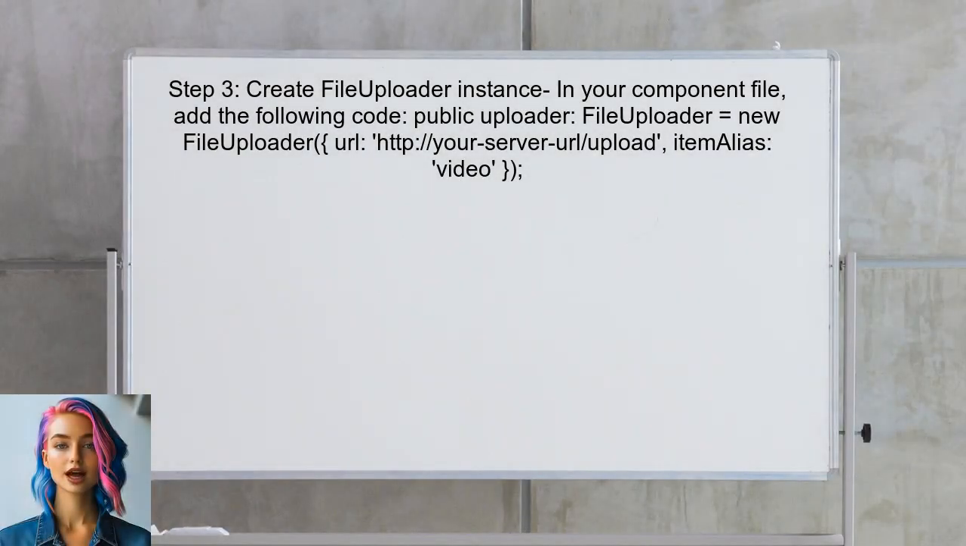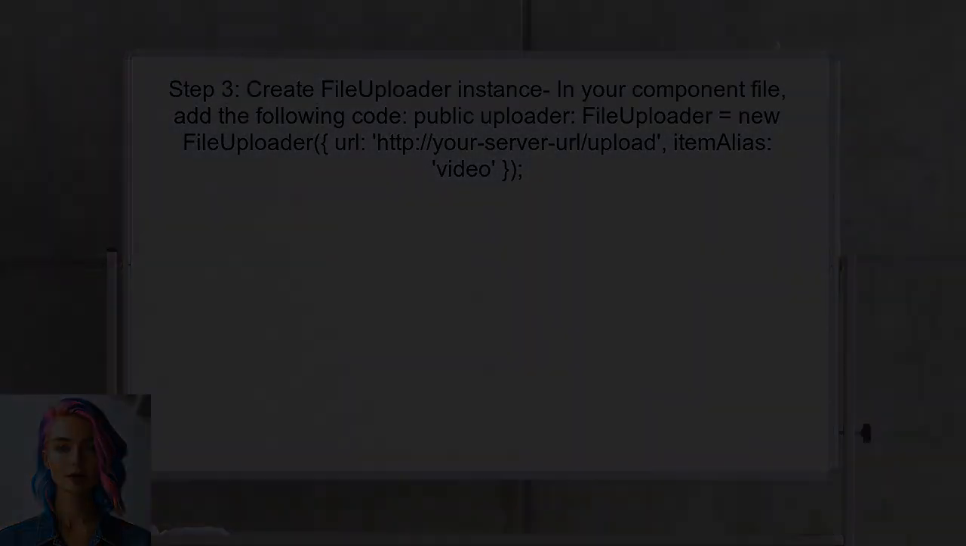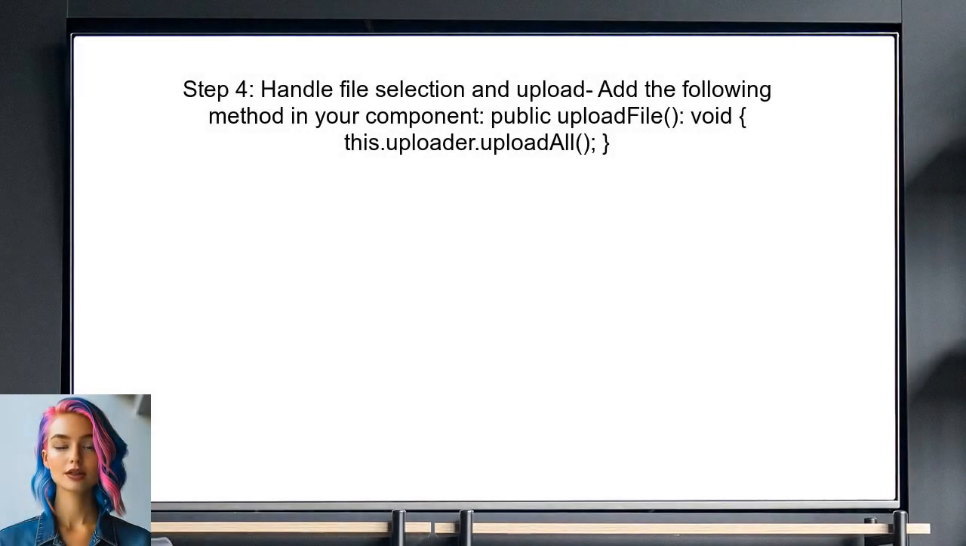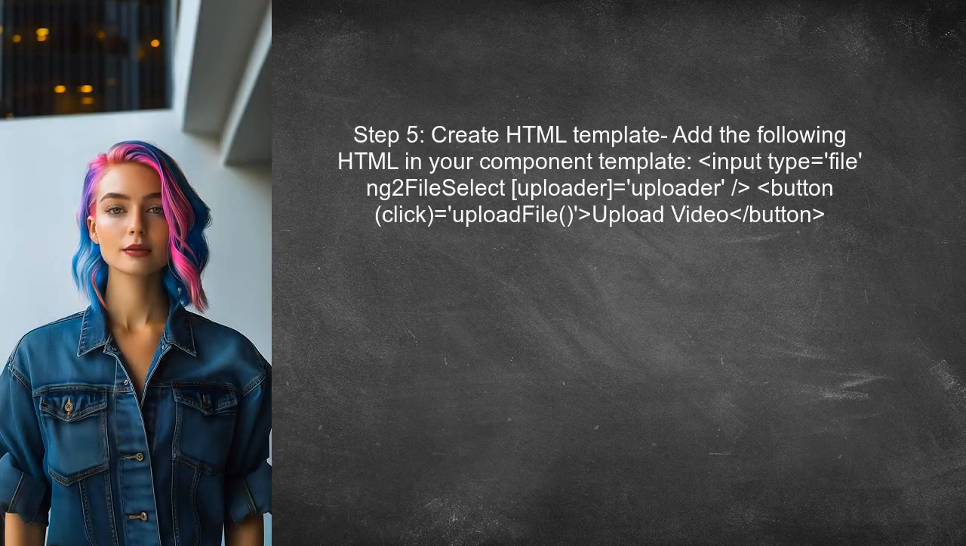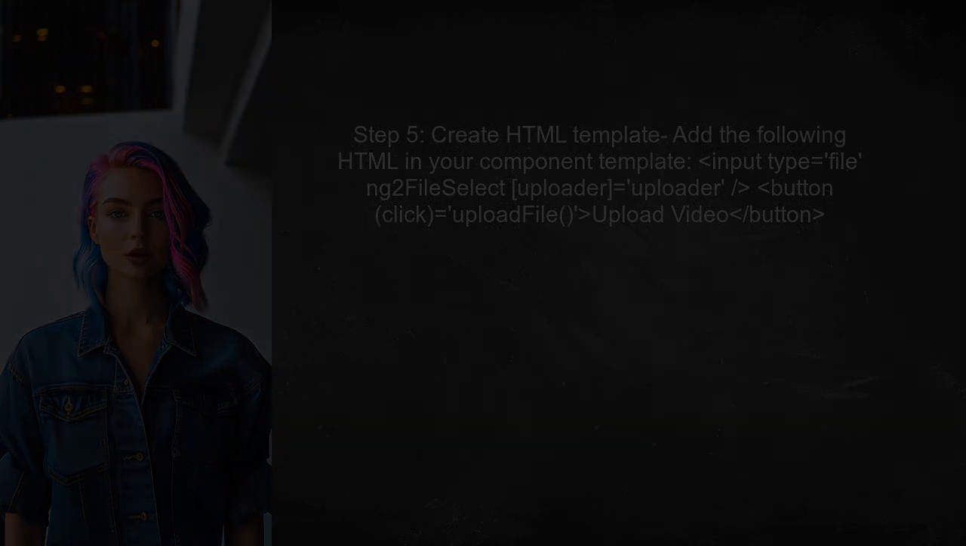Now the user should create an instance of file uploader in their component. This instance will handle the file upload process, including the URL to which the files will be sent. After setting up the uploader, the user can create a method to handle the file selection and upload process. This method will be triggered when the user selects a file. Finally, the user should create a simple HTML template to allow users to select and upload their video files. This will include an input field and a button to trigger the upload.